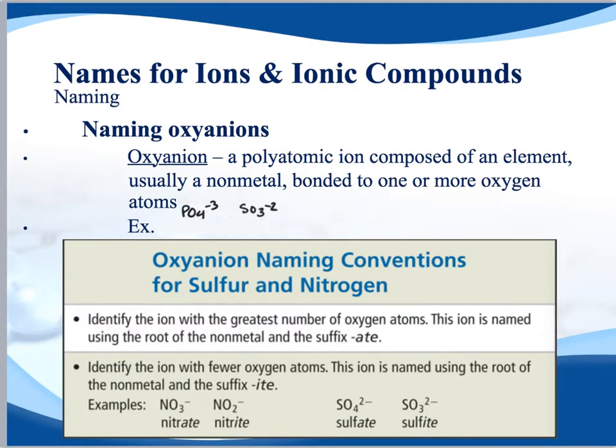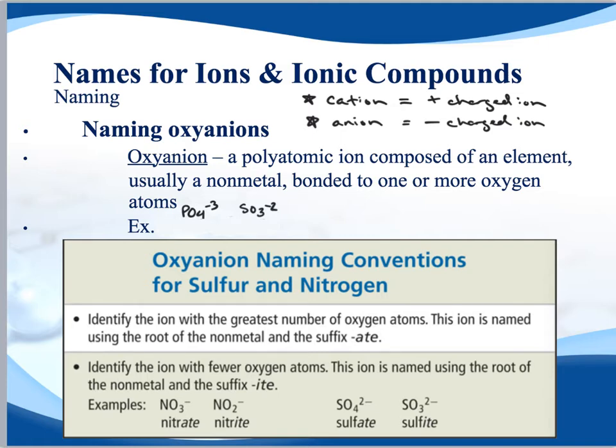When it comes to naming oxyanions, I should clarify some terminology here. If you hear me refer to something as a cation, that is a positively charged ion. And if you hear me refer to something as an anion, that is a negatively charged ion. So these two terms, I would put those into your notes as well, even if they're not on here.